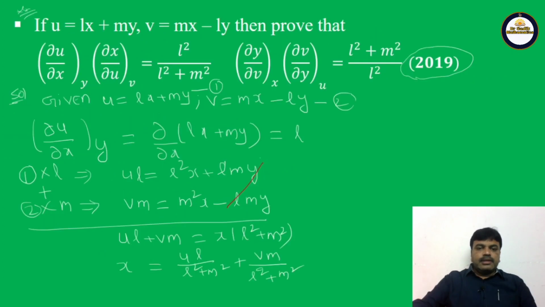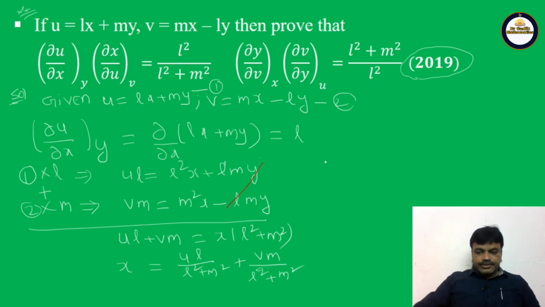Okay. Next one. Now I want to find ∂v/∂y at u. That means v is a function of y and u, friends. In this term we are eliminating x, so that we get v in terms of y and u. So the first equation we multiply with m and the second equation we multiply with L, friends.